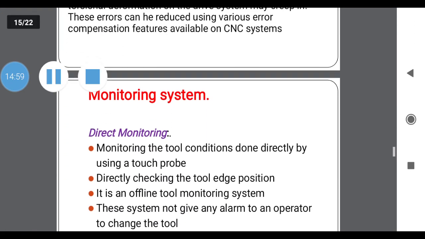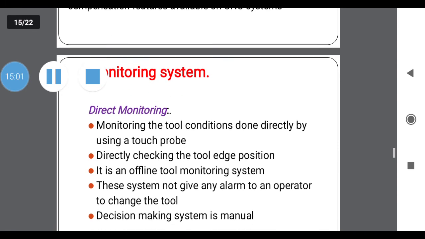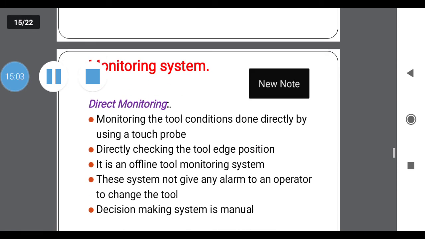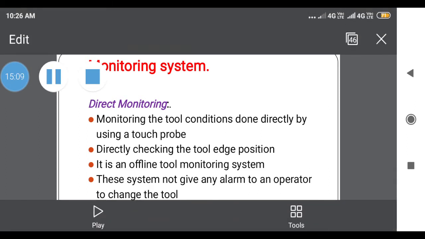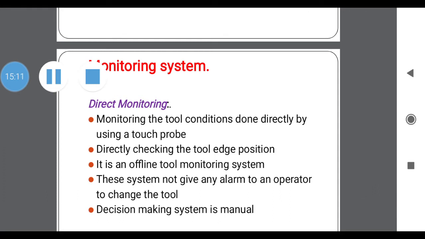Next one is the monitoring system. Here again two types, direct and indirect. In direct monitoring, the tool conditions are monitored directly by using the touch probe. That is, directly we can monitor the system. Second one is the offline tool monitoring system. This is very easy compared to the indirect. Here we directly observe the source, we can measure the tool system and operator conditions.